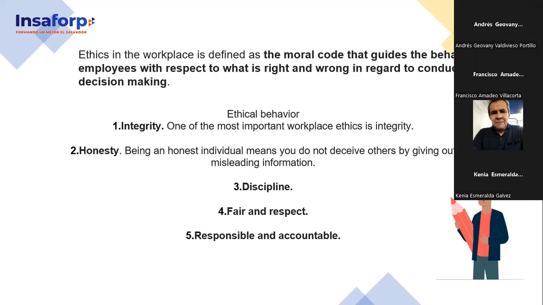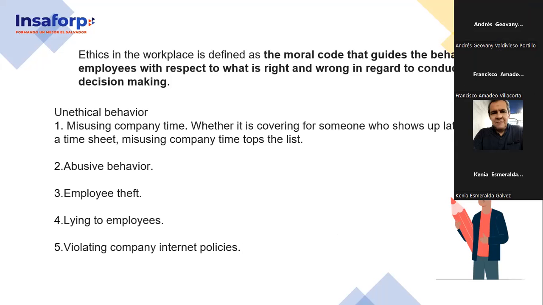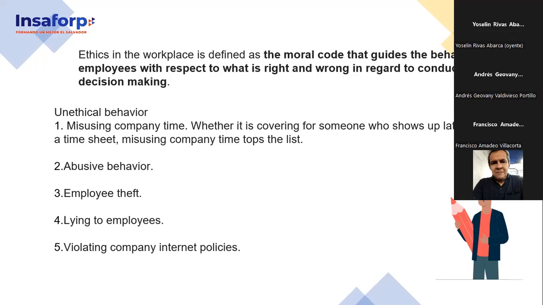Take a look at these other ones. On the other hand, what do we have here? Unethical behavior. Kenya, can you help us read the examples? Misusing company time, whether it's covering for someone who shows up late, misusing company time tops the list. 2, abusive behavior. 3, employee theft. 4, lying to employees. And 5, violation of company internet policies.